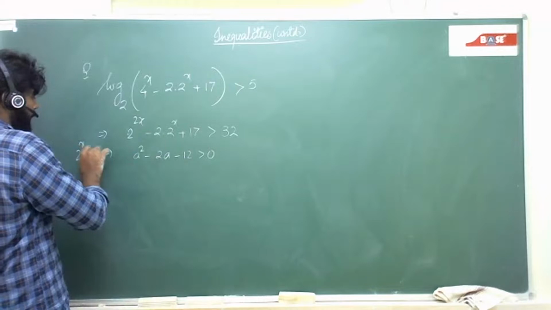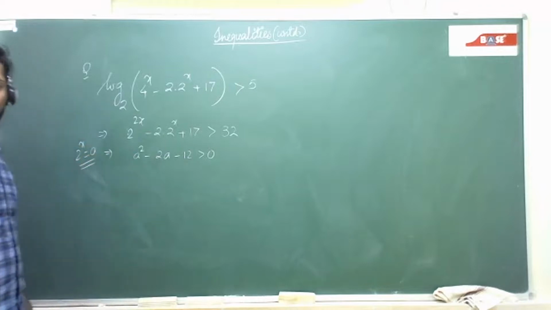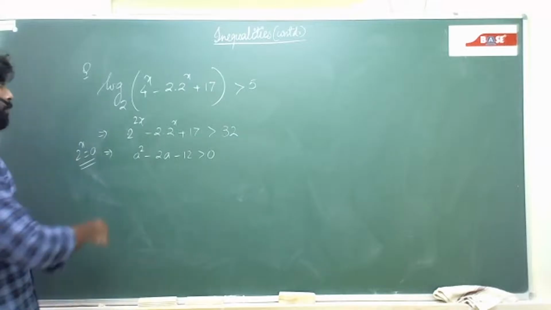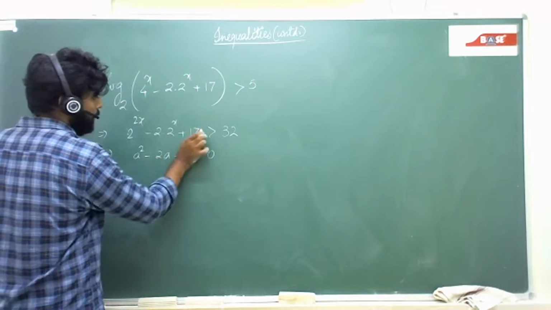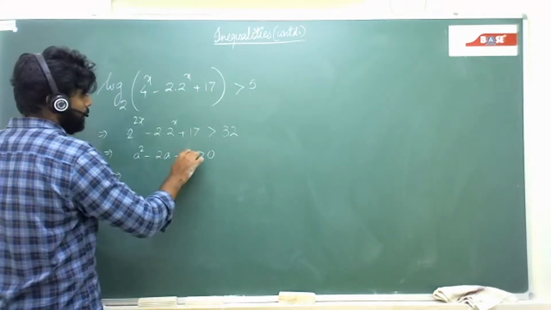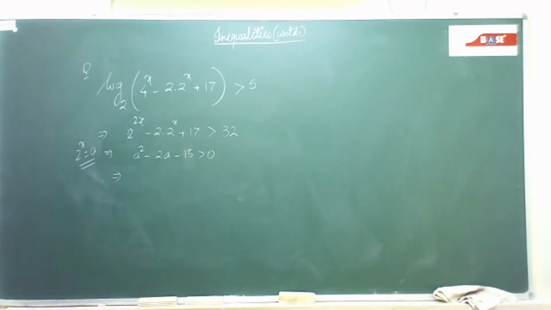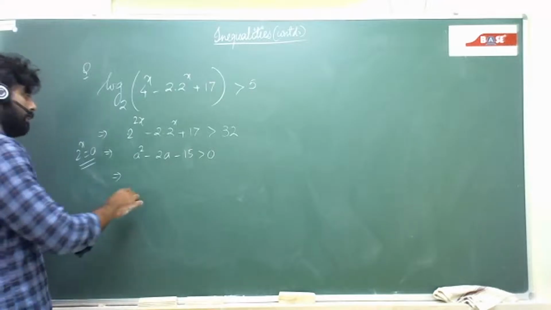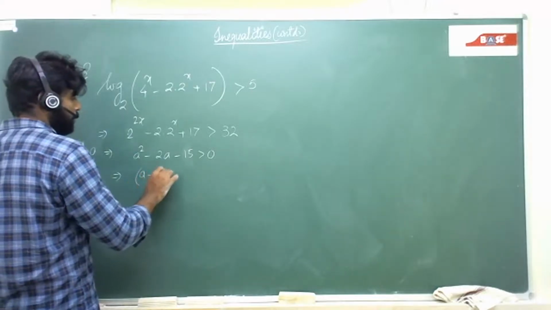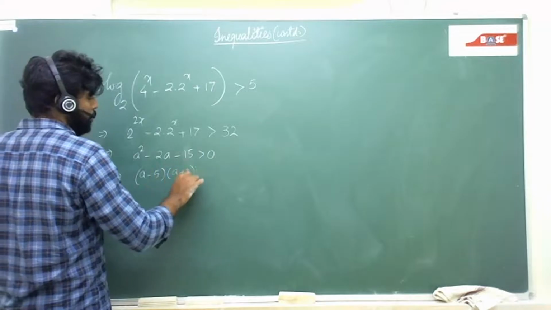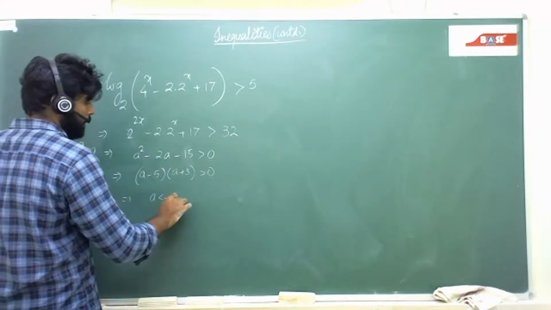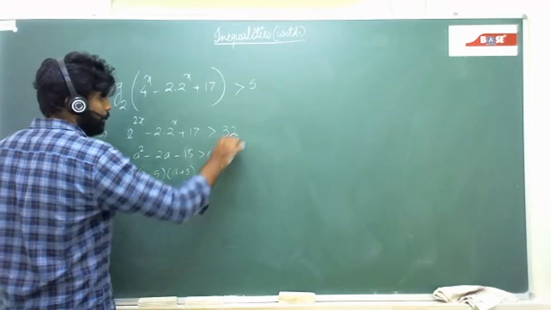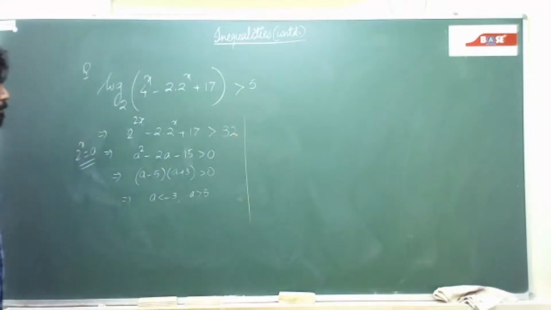2 to the power x we have taken as a. So a square minus 2a minus 12, 6, not 12, I think. It is 15. Now you factorize it. We'll get it like a minus 5 into a plus 3 more than 0. So a is less than minus 3 and a is more than 5. That's what we are getting.